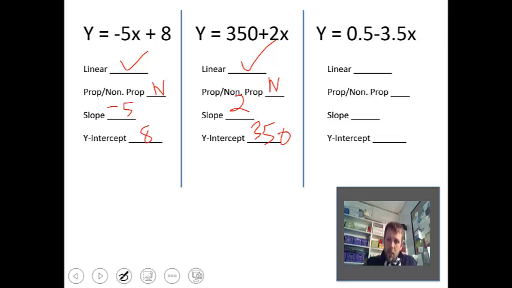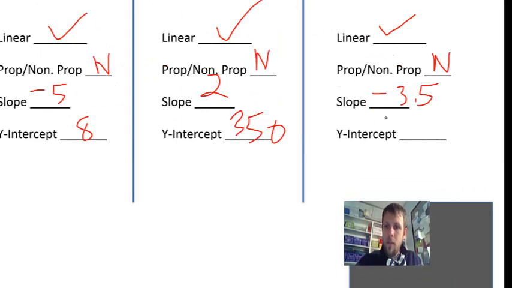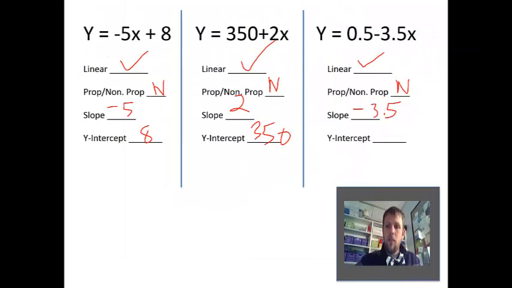Next, is this linear or not? Well, of course it is linear. Is it proportional or non-proportional? Well, it's non-proportional because it has a y-intercept. What about its slope? Its slope is -3.5, and its y-intercept is 0.5. Oh no, what did I do? 0.5.